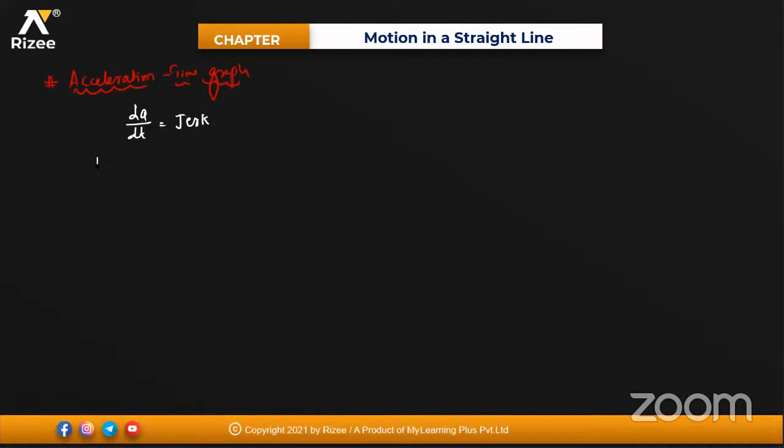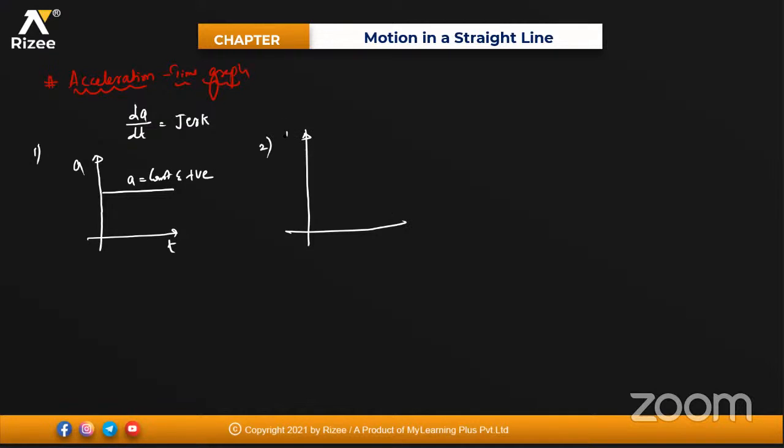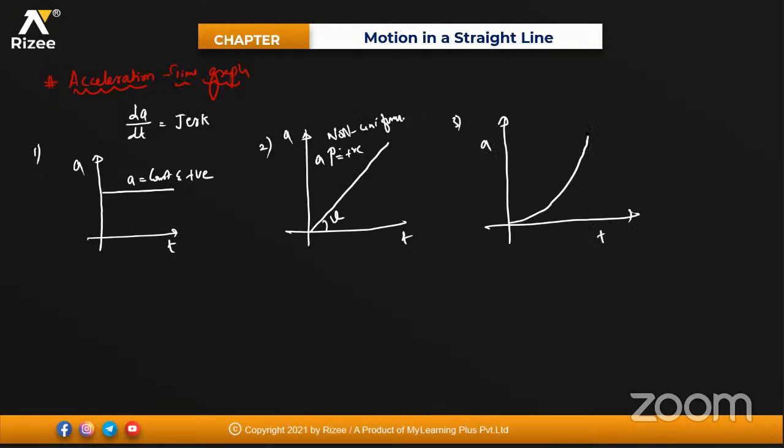Okay. Say I'm taking a graph like this, acceleration versus time. That means acceleration is constant and positive. Now, if I'm taking the graph like this, acceleration versus time, a straight line passing like this, it will be non-uniform, and acceleration is increasing at a constant rate and is positive. Then, third one. If I'm taking the graph like this, acceleration versus time, this is the slope like this.